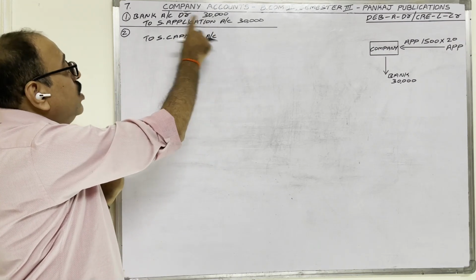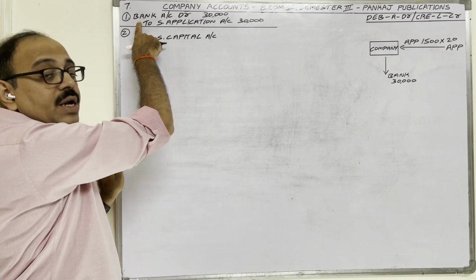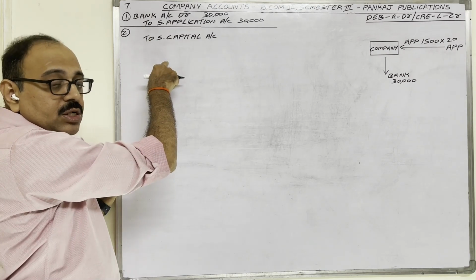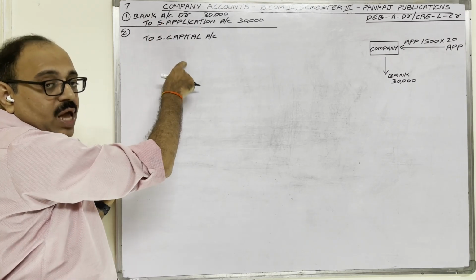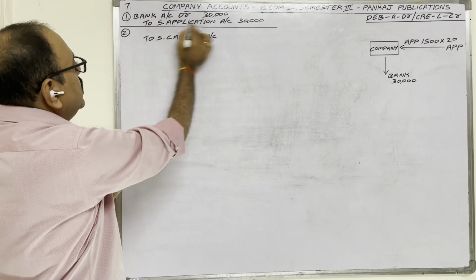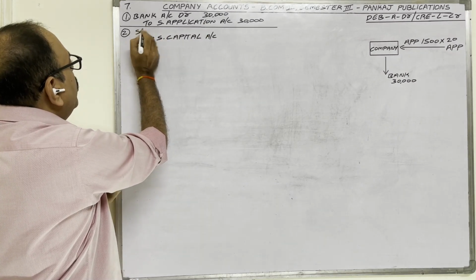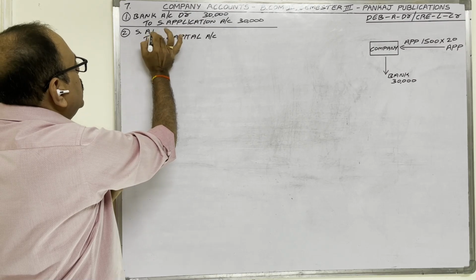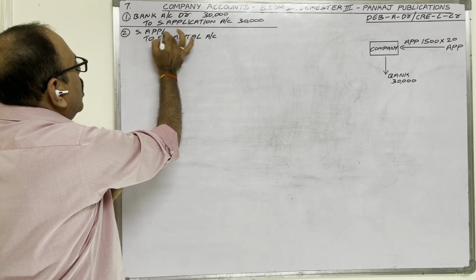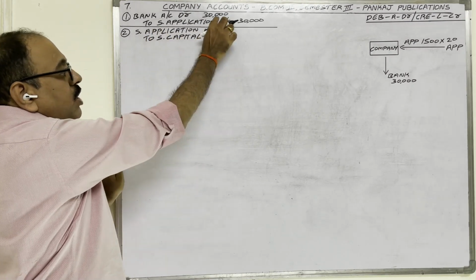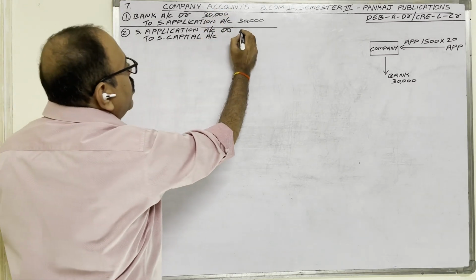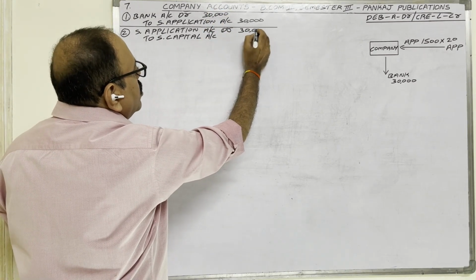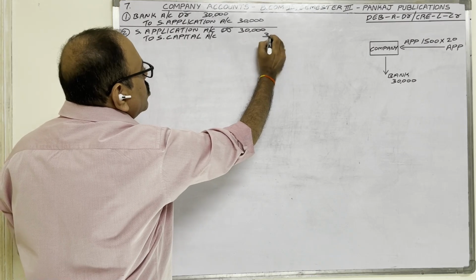So in the first entry, we wrote that they are creditors. Now they are not creditors because we are transferring that to capital. So to cancel this share application account, we have to debit this account. We have created share application account with 30,000. Therefore, we have to cancel with the same amount. So amount is 30,000 rupees.